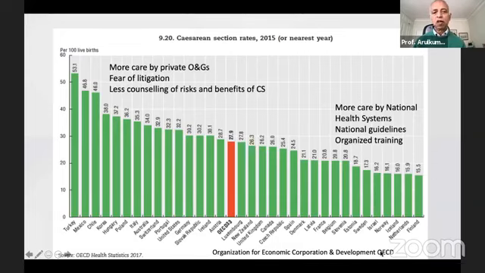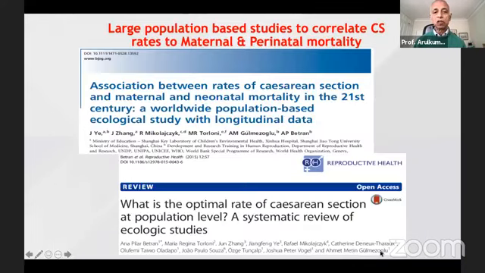So we are caught in the middle, and roughly globally, if you take the average section rate is about 27%. Whether it is high or not is a major question.